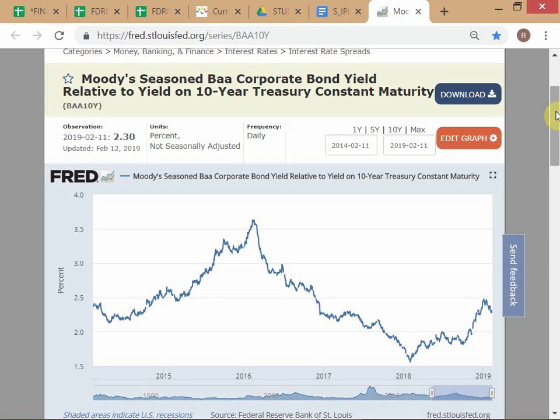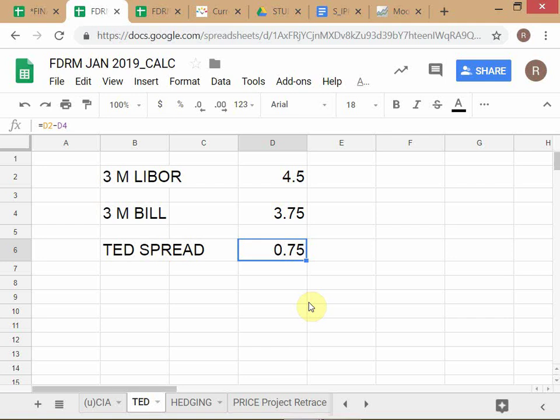Okay, so what did we do here? Did we not do the same thing? What did we do? We took the YTM on 3-month LIBOR, and from that we deducted the YTM on the 3-month treasury bill. So we are taking a non-sovereign cost of debt, and from that we are deducting the sovereign cost of debt. That's how we got the credit spread. That's why this particular spread is called a TED spread, because one of the legs is a Eurodollar deposit.